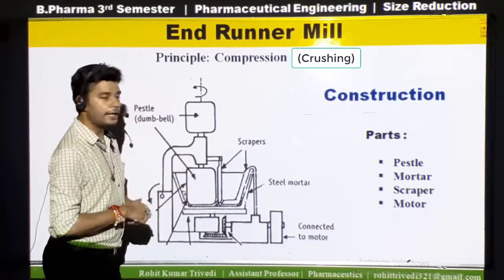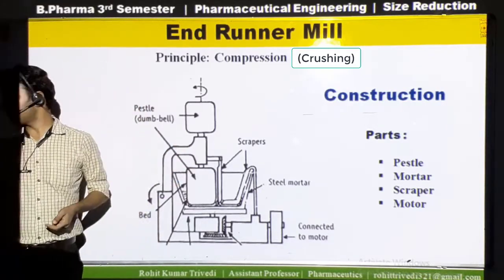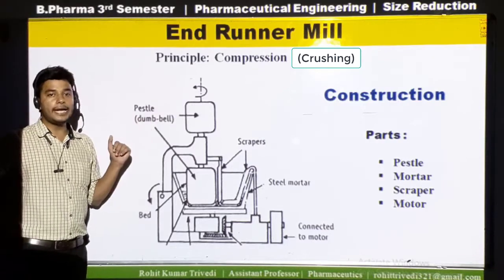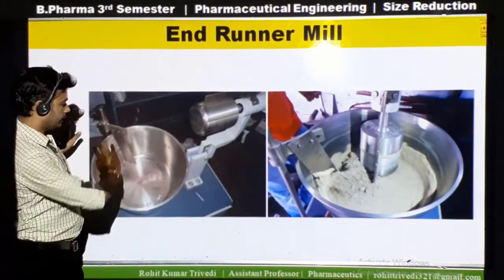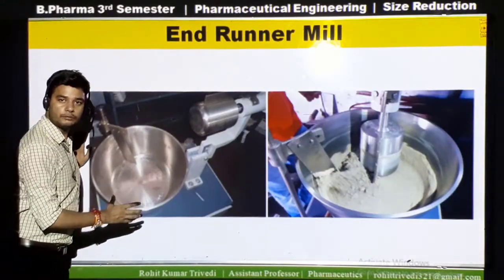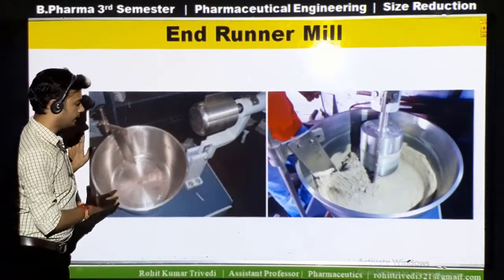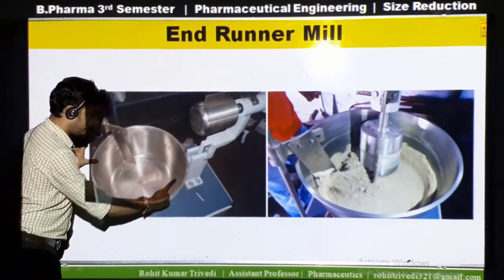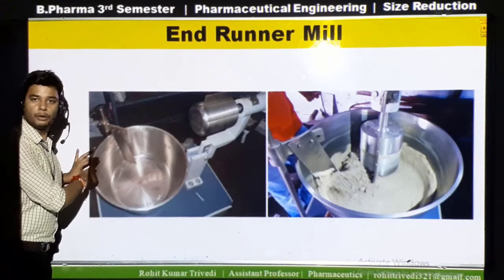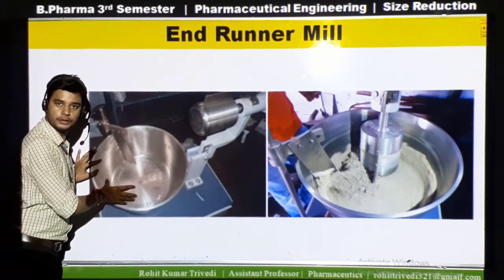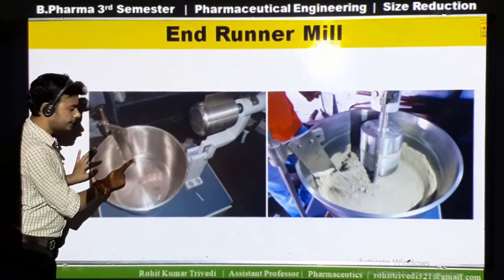Next, let's discuss another part of the end runner mill. These are the actual pictures of the end runner mill. Here you can see the mortar, the bowl-like structure, which is made of steel most of the time, and this is the scraper.